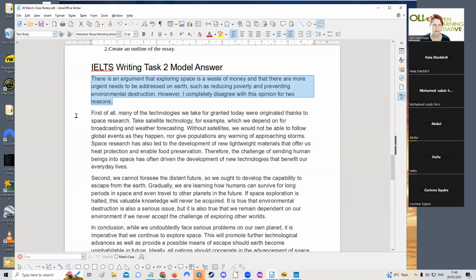So let's look at this carefully. There is an argument that exploring space is a waste of money, and there are more urgent needs to be addressed on Earth, such as reducing poverty and preventing environmental destruction. However, I completely disagree with this opinion for 2 reasons. So I think the writer is in favor of the space investment in research.